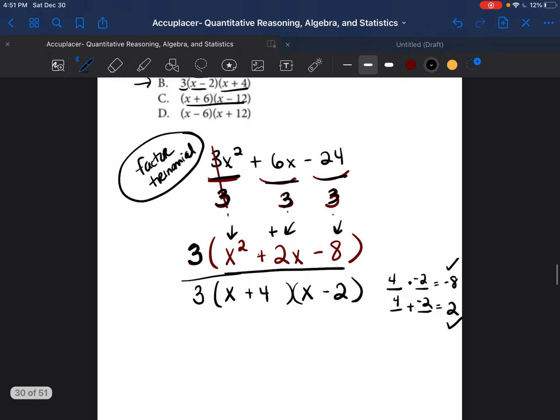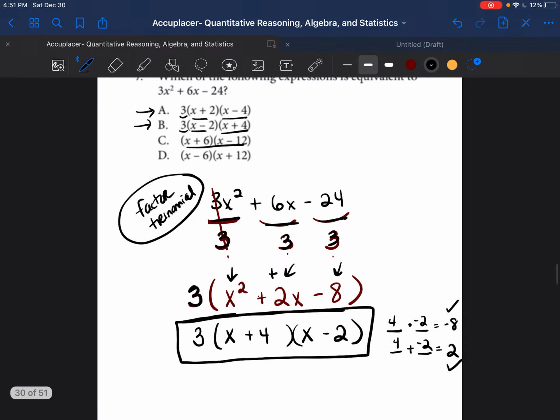So our final answer with this trinomial all the way factored is 3 times x plus 4, x minus 2. Now these two can be in either order. So which answer would that be? It would be x plus 4, x minus 2 with a 3 on the outside. Our answer would be B.